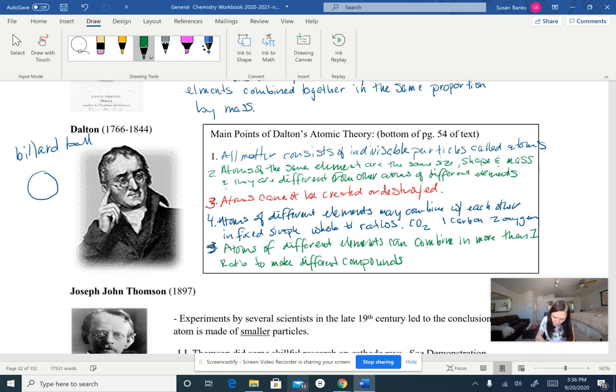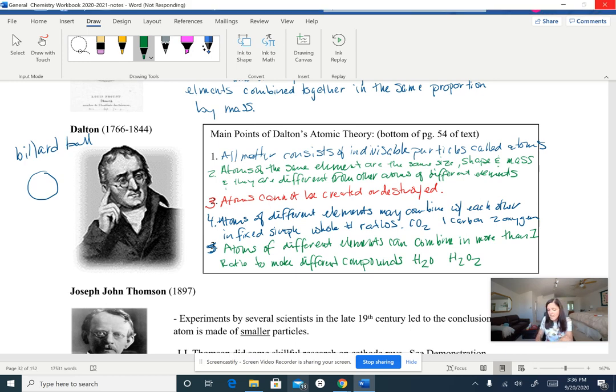Here's an example. I can have H2O, 2 hydrogens and 1 oxygen to make water. Or I could go H2O2. That is better known as hydrogen peroxide. I have 2 hydrogens, 2 oxygens. I don't think hydrogen peroxide and water are nearly the same. They're both made out of hydrogen and oxygen, but they react and behave totally differently. Same elements, different ratios make different things.